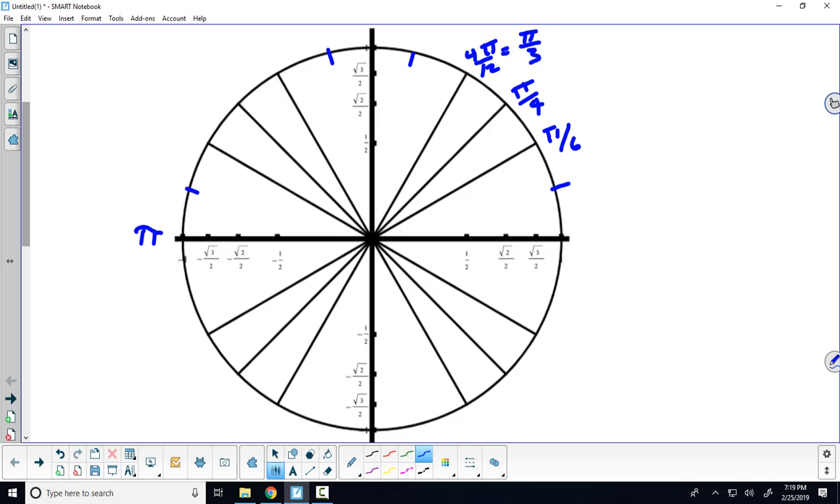Okay, I won't write 5 pi over 12. This is 6 pi over 12, but that's really the angle pi over 2. Okay, so for example, if I point to this angle right here, I need you to know that this angle right here is 5 pi over 4.